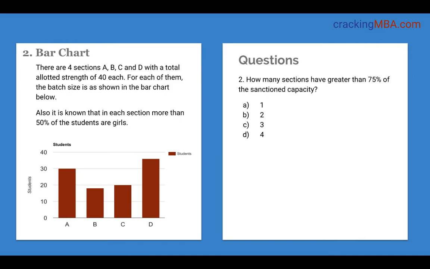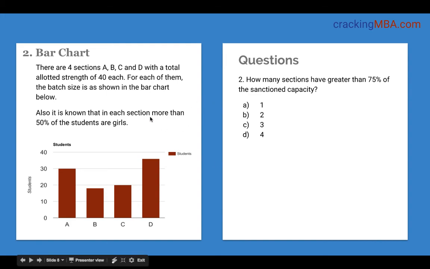Now let us see the next question. How many sections have greater than 75% of the sanction capacity? So if we are saying it should be greater than 75% of the sanction capacity, the sanction capacity is 40, so the section strength should be at least 0.75 into 40, which is at least 30 students.